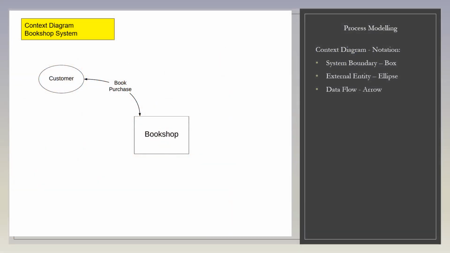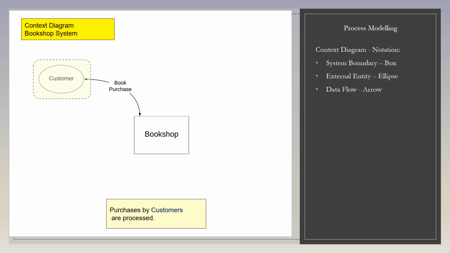In practice, it does not matter where you start with a context diagram. In this case, let's start with purchases. The customer is represented as an external entity in an ellipse, and the purchase is represented as a data flow, a double-headed arrow with a simple text label to indicate the nature of that flow.